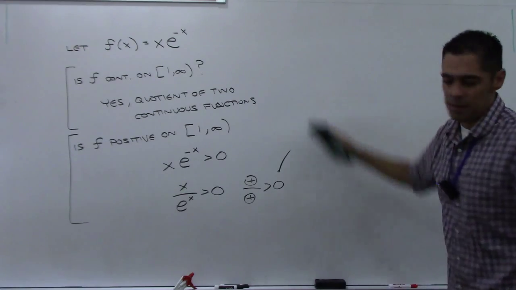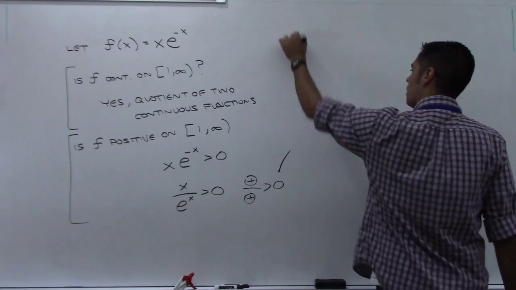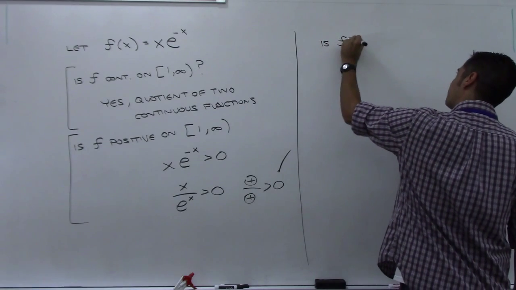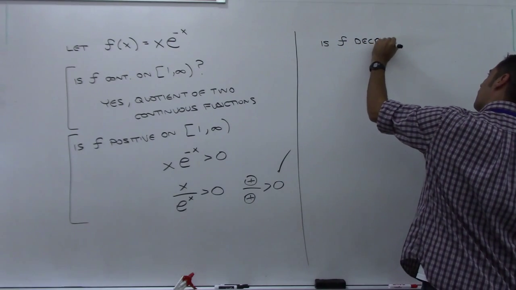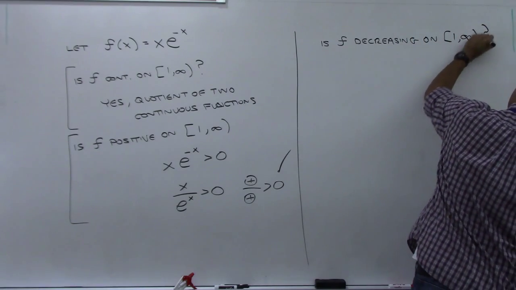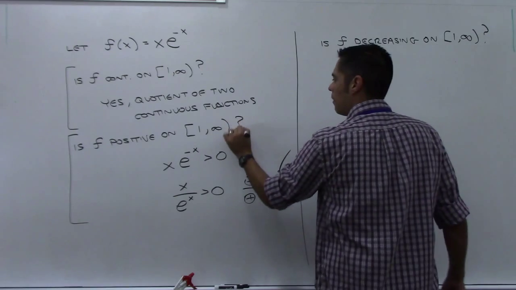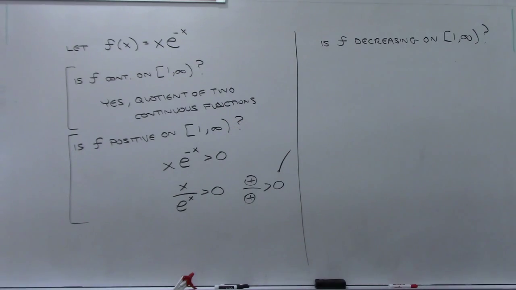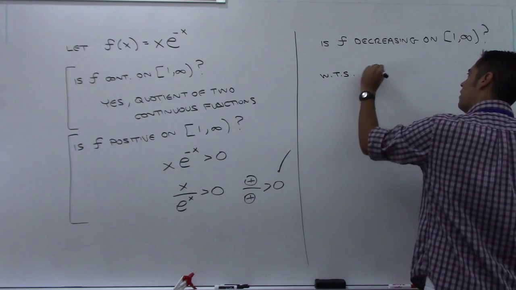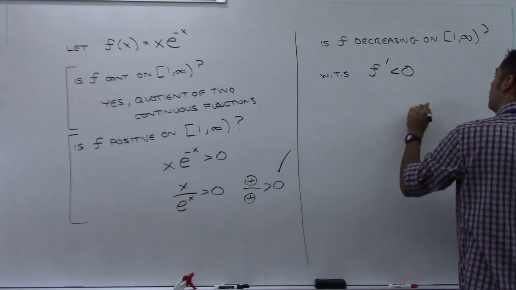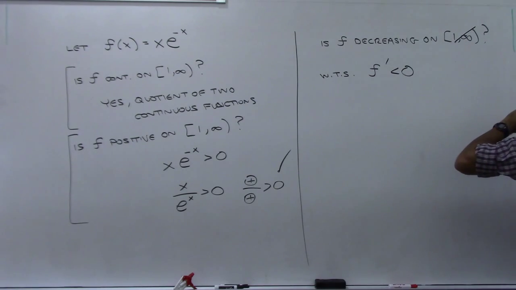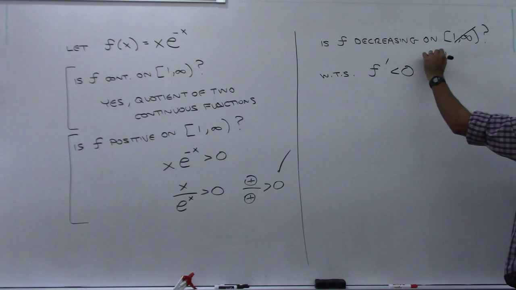Now, is it decreasing? Is f decreasing on 1 to infinity? I forgot my question mark here. Well, to show it's decreasing, I'm going to want to show that the derivative of f is less than 0. Actually, it doesn't necessarily have to be decreasing the whole time. It's just eventually has to.